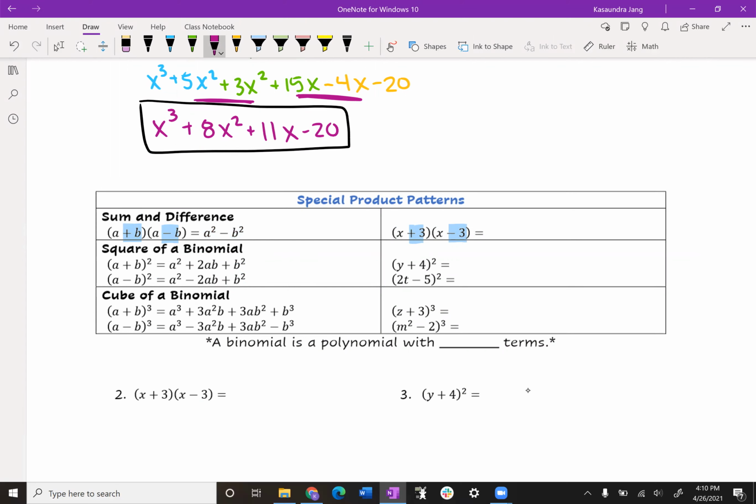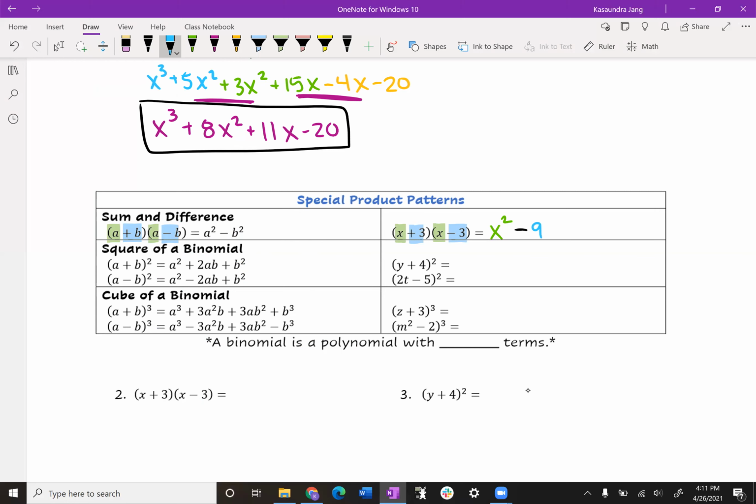The a is your first, let's put this in green here, first term that I had in mine, it was both an x instead of an a, but that's fine. I've got the a squared, so my x squared, minus the b squared. I had a positive b and a negative b. In this case, I have a positive 3 and negative 3. So I get a 3 squared, which I can simplify down. 3 squared is 9. So it would end up as x squared minus 9.